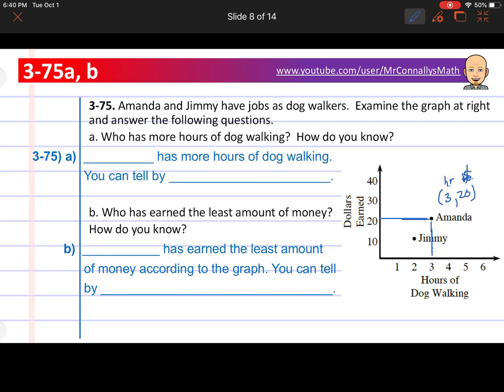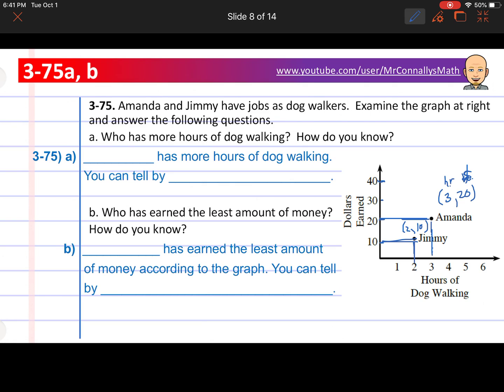And then let's look at Jimmy. Jimmy does about 2 hours, and he makes about, oh my gosh, about $10. About maybe a little more than 10. It's hard to tell because they didn't put little lines here to tell us where their tick marks are. I think they did that on purpose, those wily CPM people. All right, so 2 and 10. So who has more hours of dog walking?